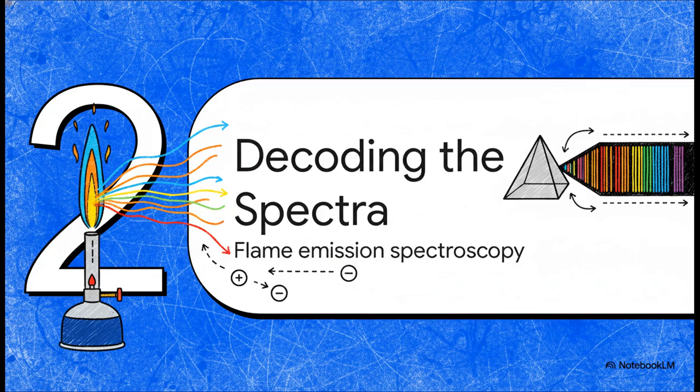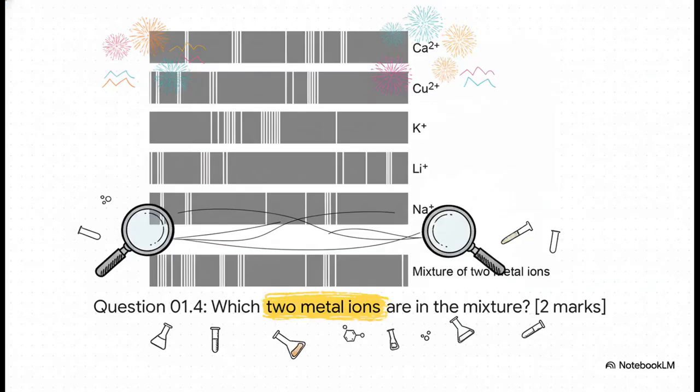So if a simple flame test isn't good enough for mixtures, what is? Well, we need a much more powerful tool. And that brings us to our next section, decoding the spectra, using a technique called flame emission spectroscopy. Whoa, okay, what we're looking at here are the unique spectral fingerprints for a bunch of different metal ions. Then, at the bottom, we've got the spectrum from our mystery mixture. For 2 marks, we need to figure out which 2 of those ions are in there. So how on earth do we do that?